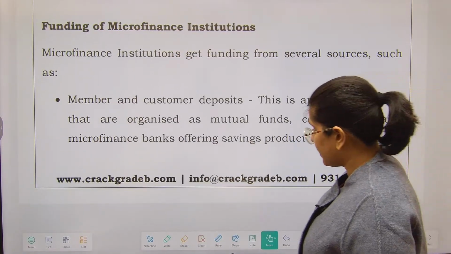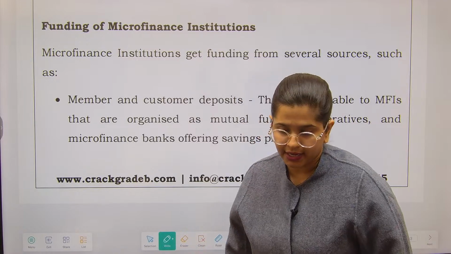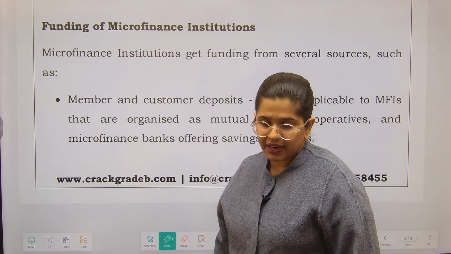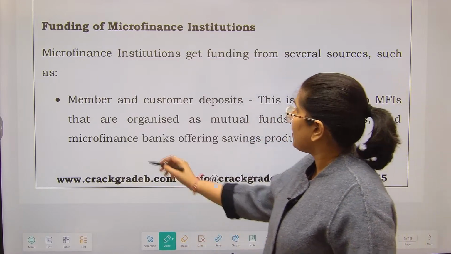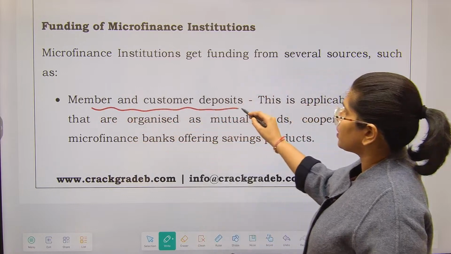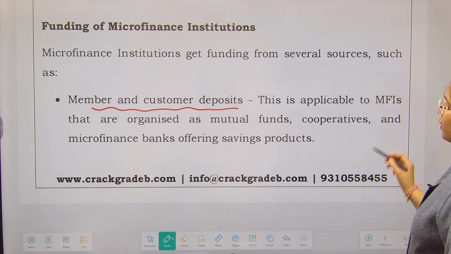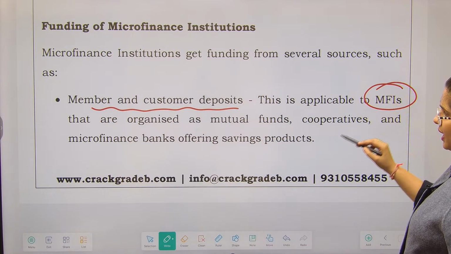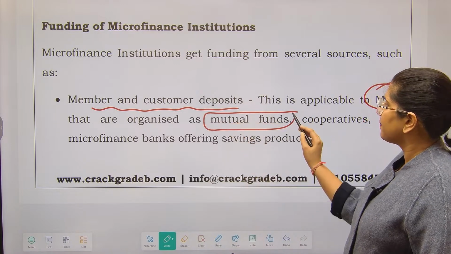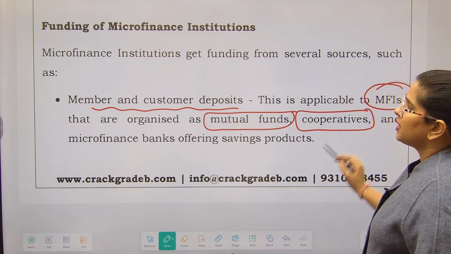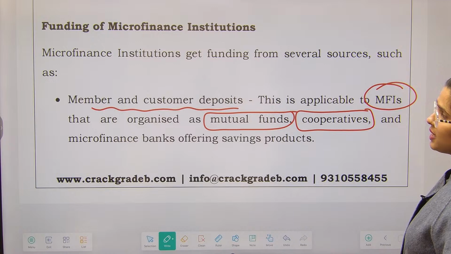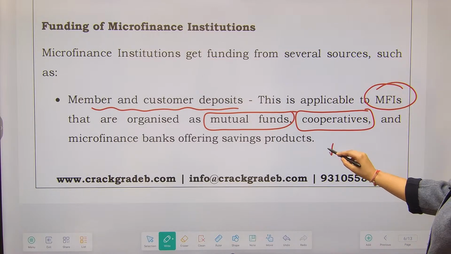Now the next is, how do they get the funding? Microfinance institutions related funding. So what are their funding sources? They get funding from several sources, for example, member and customer deposits. This is applicable to microfinance institutions that are organized as mutual funds, cooperatives, right, as well as microfinance banks. They offer saving products.